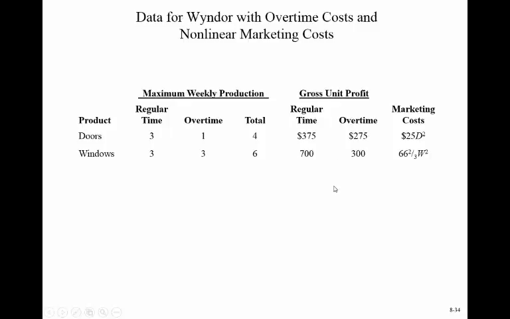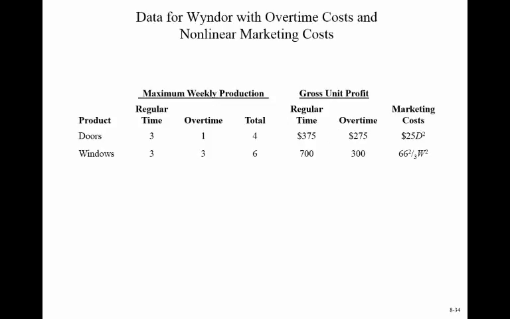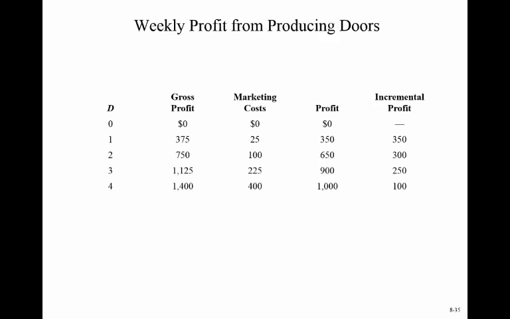And then we also have the gross unit profit, which is before considering the marketing costs. And then over on the far right, we've got our marketing costs, which again are nonlinear functions of the number of doors or windows you actually make. So what we can do with that data is simply enumerate, in this case for doors, one product at a time.